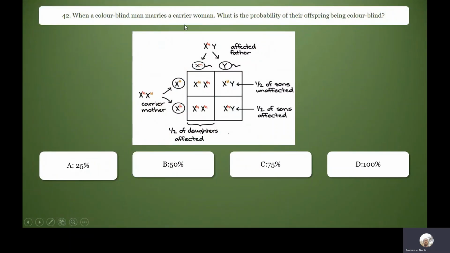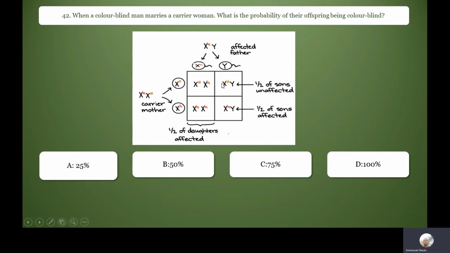When a colorblind man marries a carrier woman, what is the probability of their offspring being colorblind? The correct option here is 50%. I actually use H to represent color blindness. Conventionally, H is used to represent hemophilia.